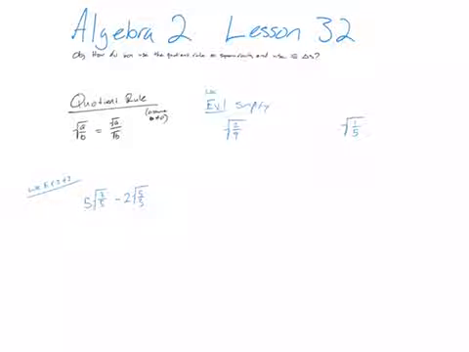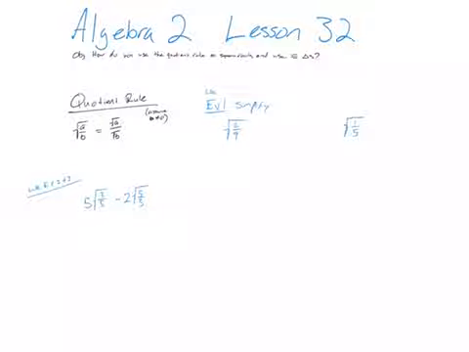This is lesson 32. Our objective for today is how to use the quotient rule on square roots and how to use congruent triangles. So first of all, let's talk about the quotient rule for radicals, or for square roots. If you have the square root of a fraction, like a over b, that's the same thing as the square root of a over the square root of b. Of course, assuming that b is not negative, or not 0, I mean.